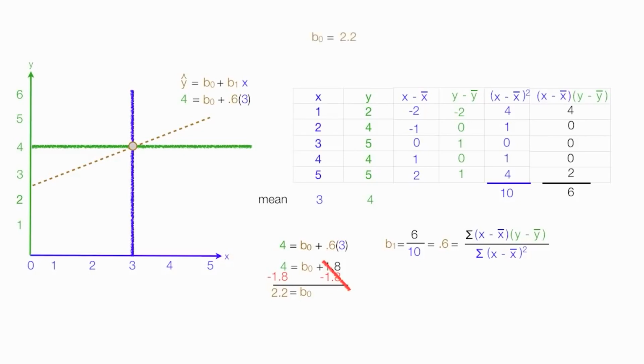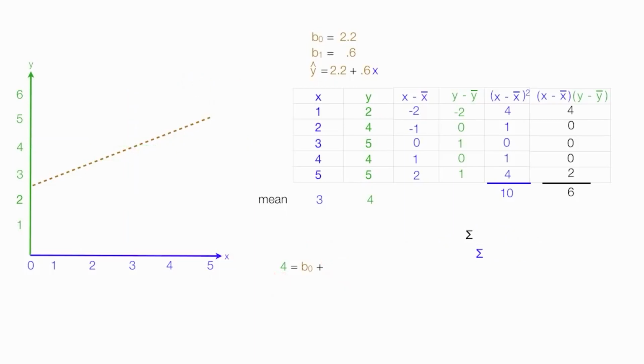So now I got it. B naught is equal to 2.2. B1 is equal to 0.6, which is also the slope. And so y hat is equal to 2.2 plus 0.6 times x. And there we have it. Hopefully that wasn't too bad.